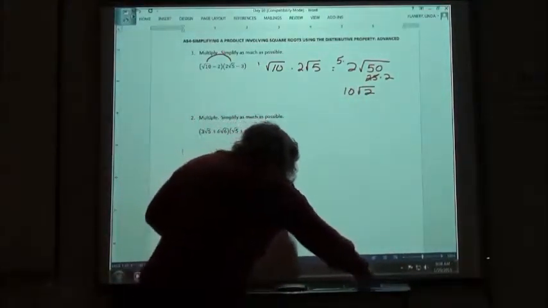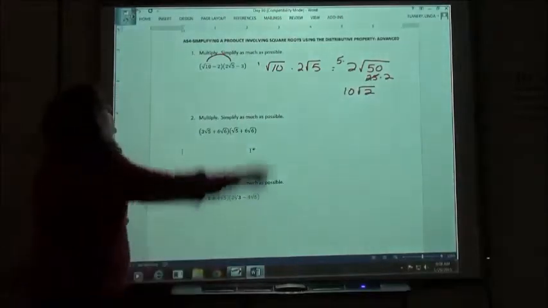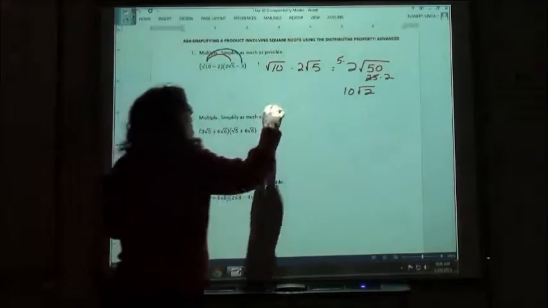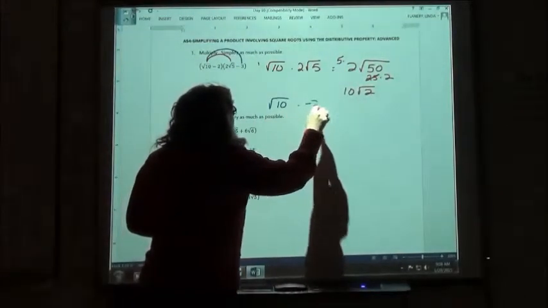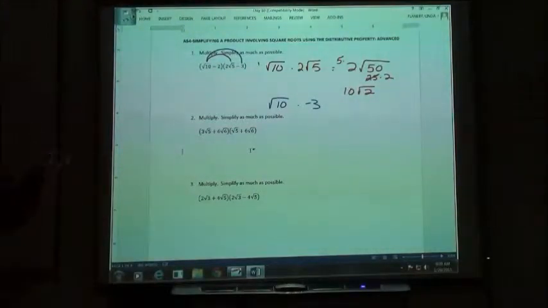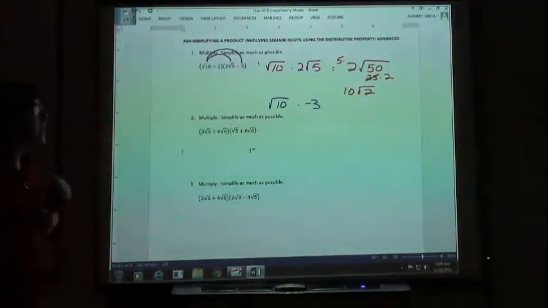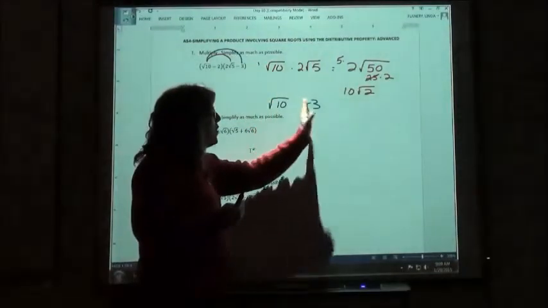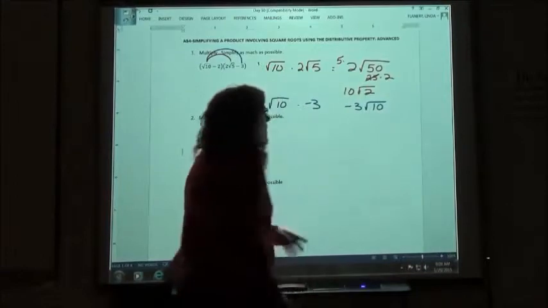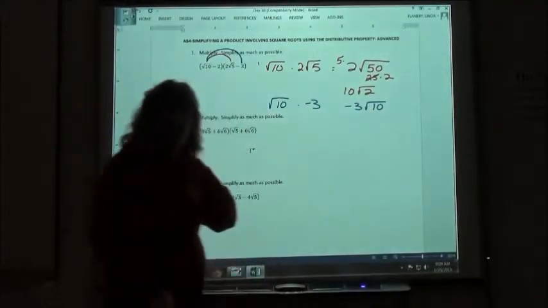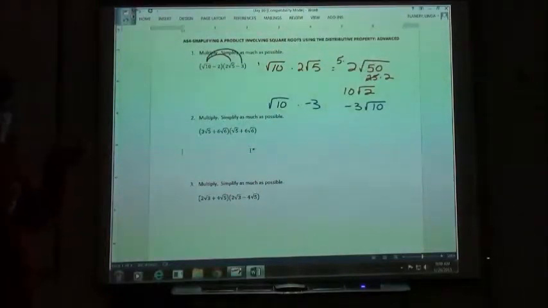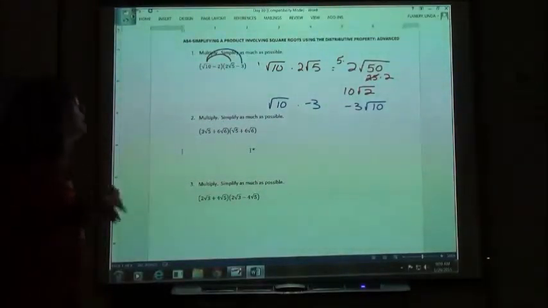I'm going to switch colors here because now we're going to do the next one. We're going to do square root of 10 times the outside, which is negative 3. Square root of 10 times a negative 3. We think of it like we do when we take negative 3 times an x. We just put the number in front of that square root, since this is under a square root and this is not, so we get negative 3 square root of 10. Now with 10, we can't simplify it because 10 doesn't have any factors that are perfect squares. 2 times 5, neither of those are perfect squares, so we just left that the same.